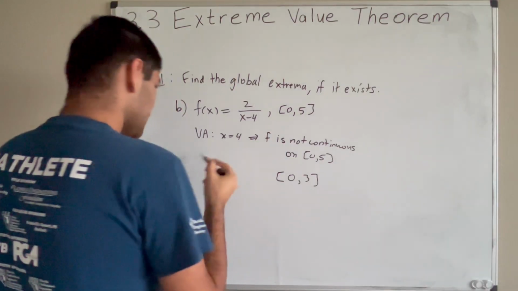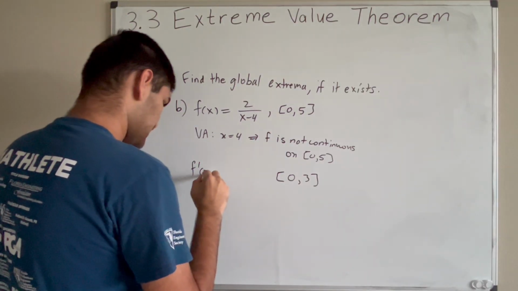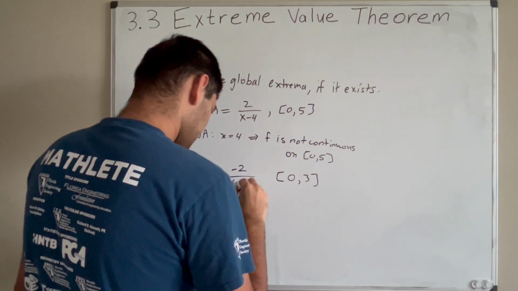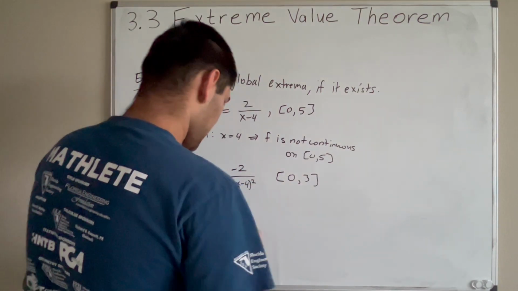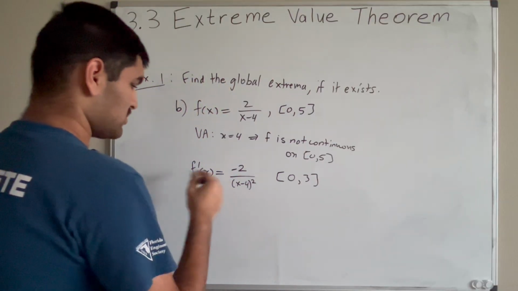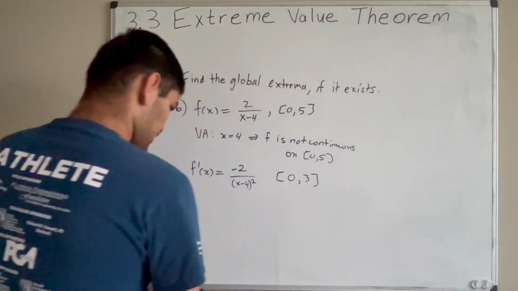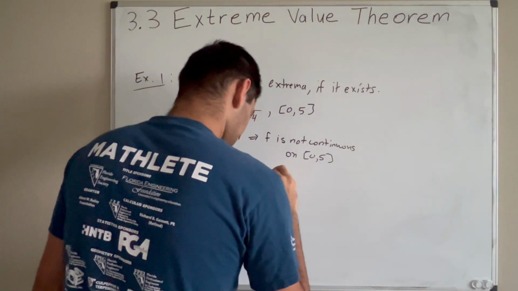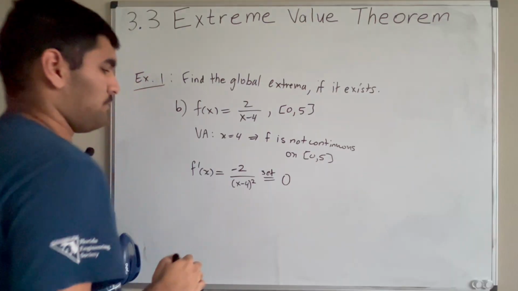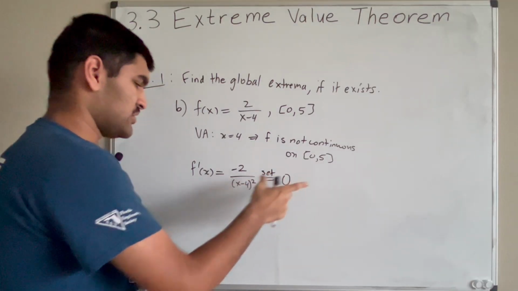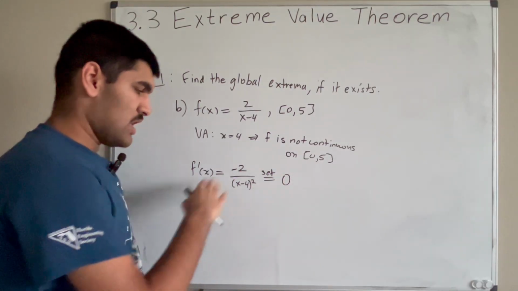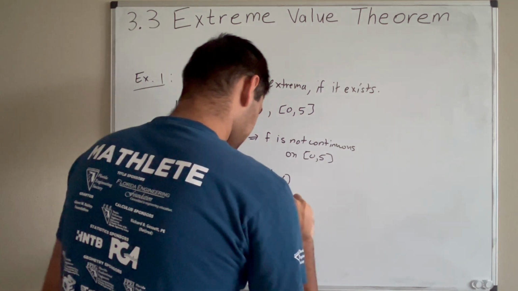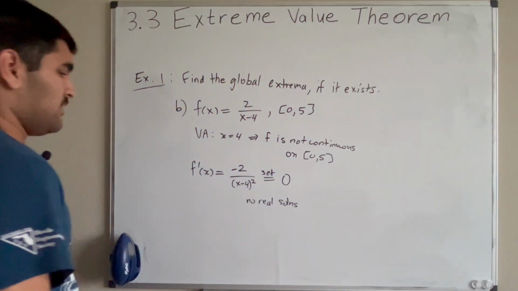All right. So let's find the derivative. F prime of x is equal to negative 2 over x minus 4 quantity squared. All right. So to find the critical points, first we're going to set this equal to 0. But then we realize that this equation, negative 2 over x minus 4 squared equals 0, has no real solutions. But it's okay. We're not done yet, right?